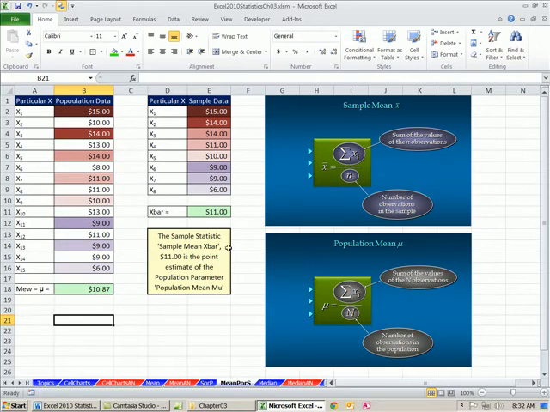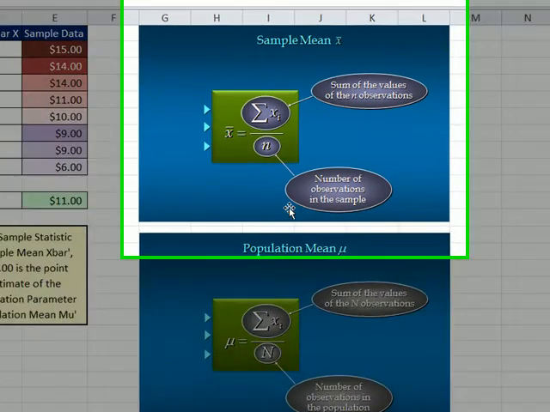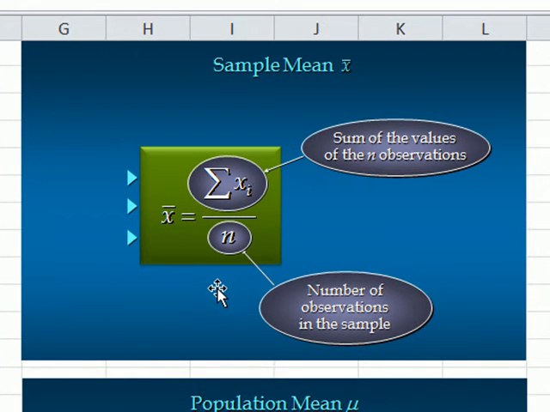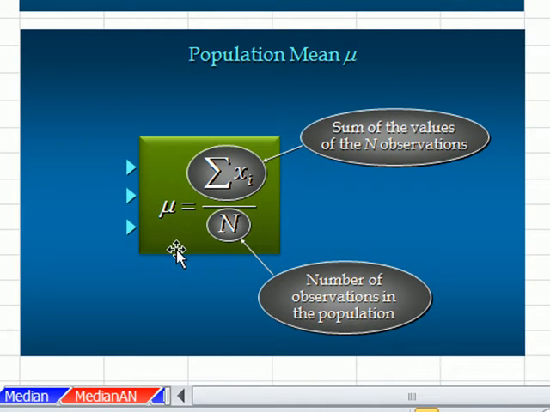Here's some notation. Sample mean, population mean. Here's our formula. That thing right there is called X bar. That's the symbol we use when we're calculating the mean from a sample. This symbol right here is the Greek letter mu. We'll use that to represent our mean when we're calculating from population data.